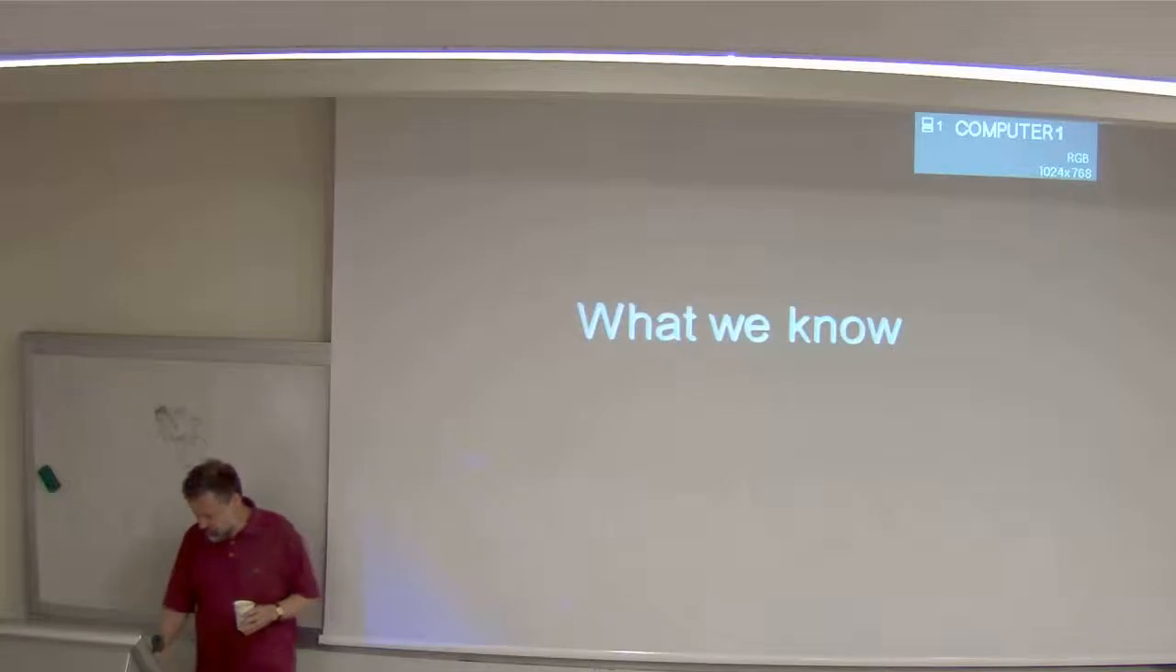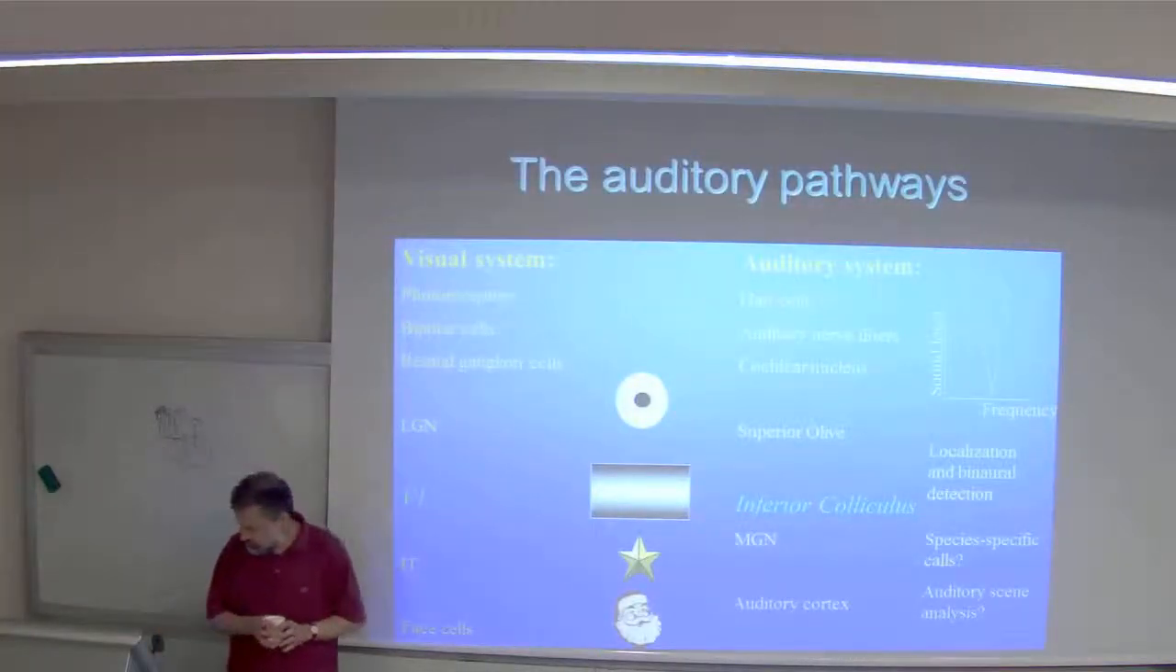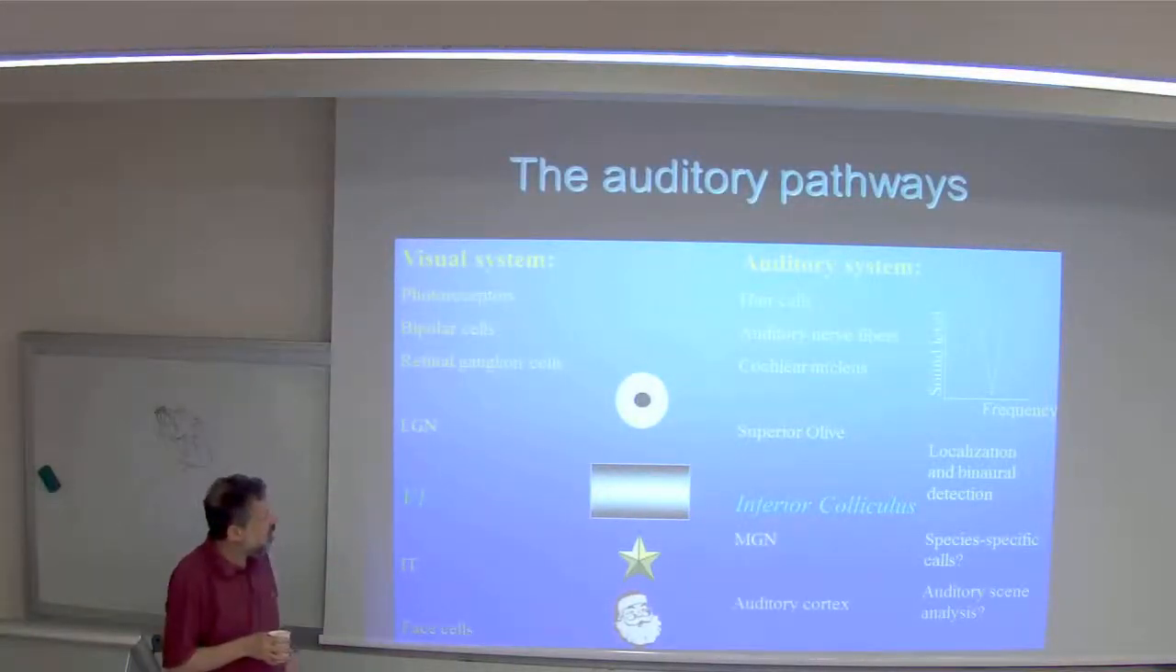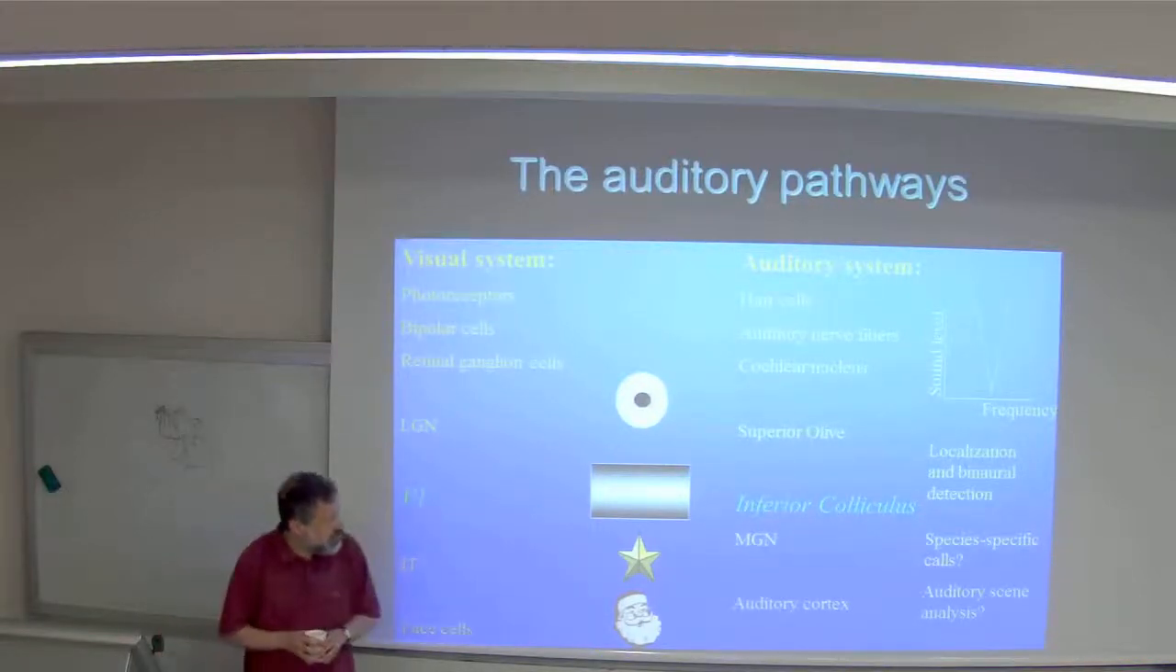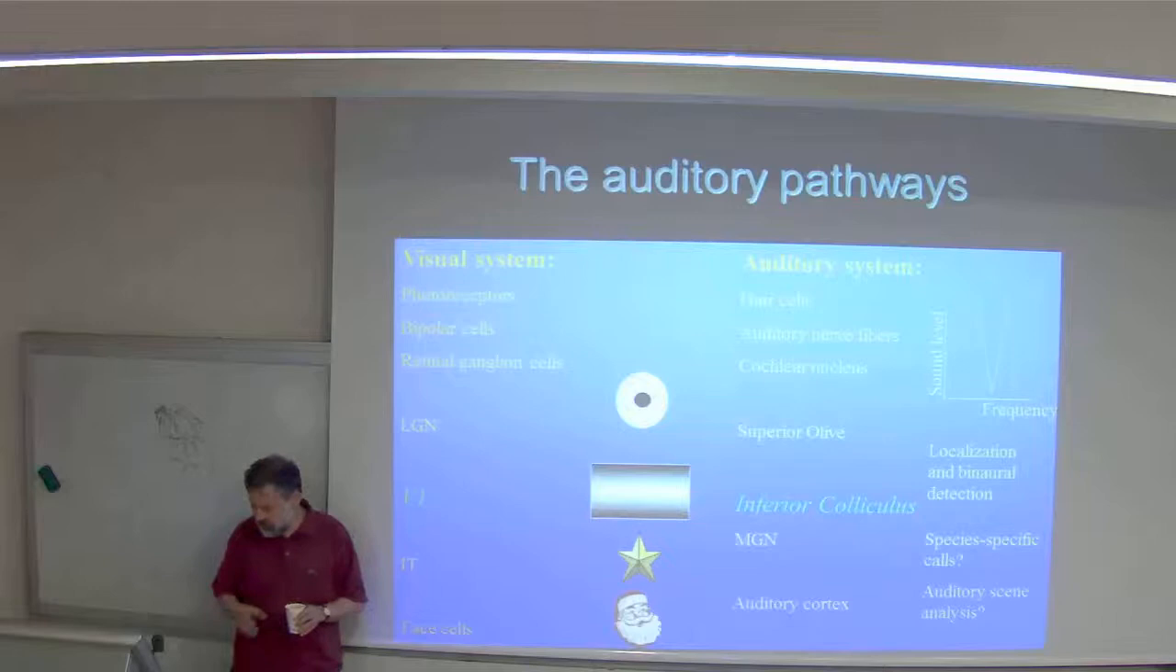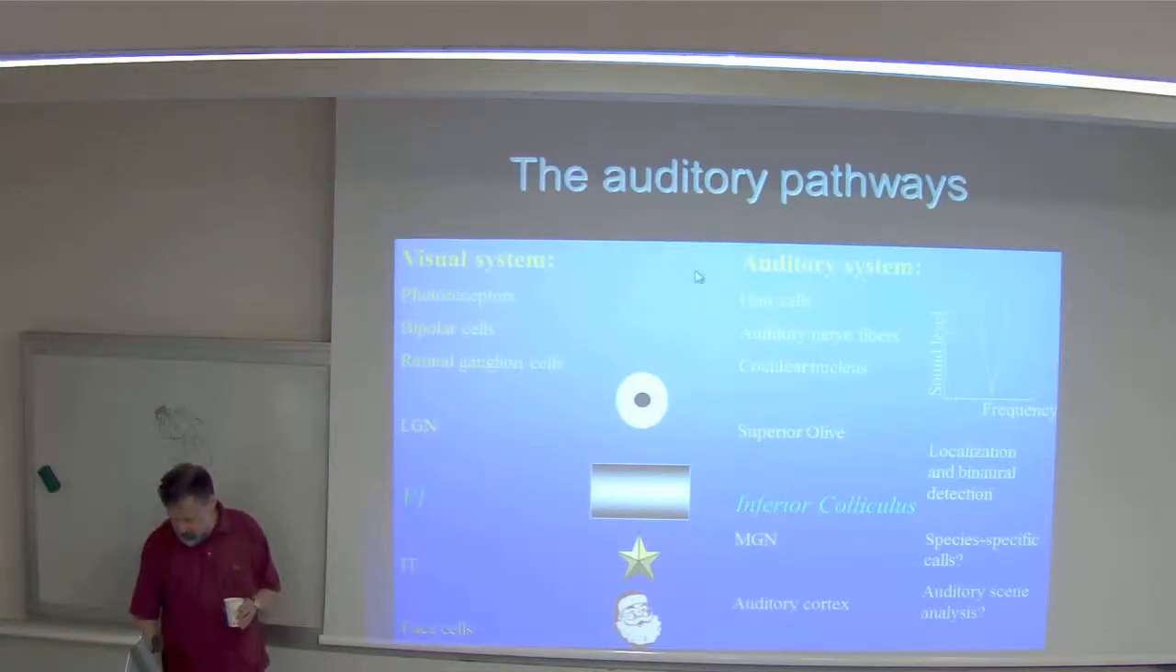So, what we know. Here is a rough scheme of the auditory system as we studied it in parallel with the visual system. Did you already have your lectures on the visual system? Not yet, but you know something about cortex. Okay, so if we start at the periphery, we have the transducer, so these are the hair cells, photoreceptors in the visual system.